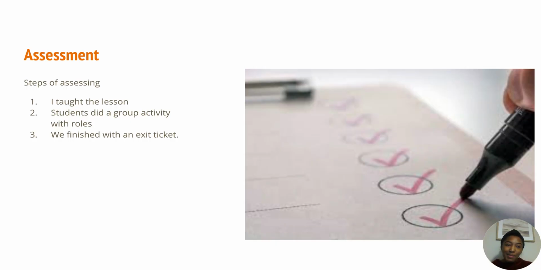Then the assessment. I'm actually doing a bunch of assessing, right? So first, in the whole lesson activity, I gave a prerequisite test first, which is assessing to see where my students are at. I taught the lesson. Then I scattered my students into groups with roles, and then we finished off with an exit ticket just to see if my students actually got what I gave them and got the lesson.